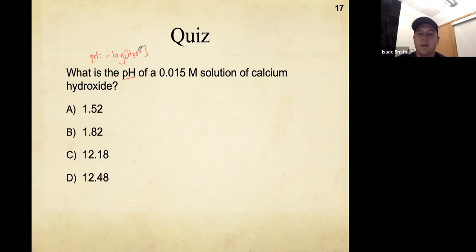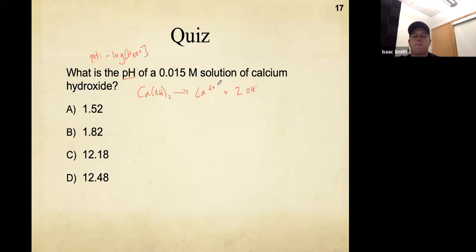But we need hydronium, right? You might be lost right now. The best thing to do if you're lost on a test or homework or anything is just start writing down what you got. So we have a 0.15 molar solution of calcium hydroxide. It's a solution, so it's placed in water, and when that happens, this is a strong base, so it should dissociate into calcium ions and 2 hydroxide ions.